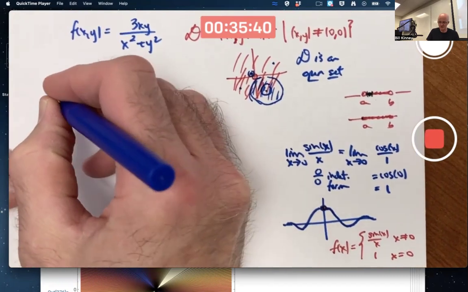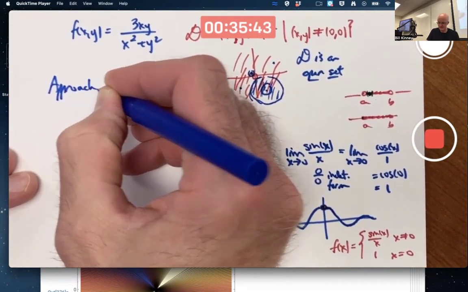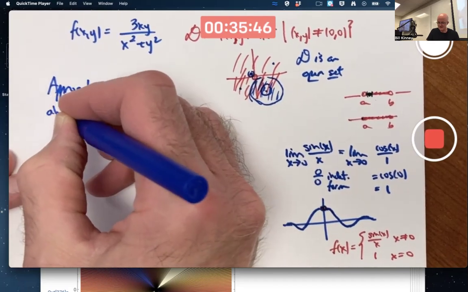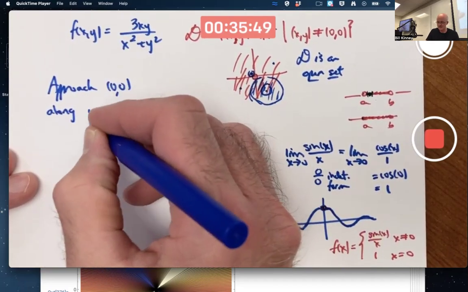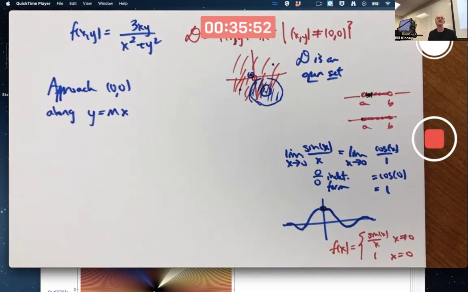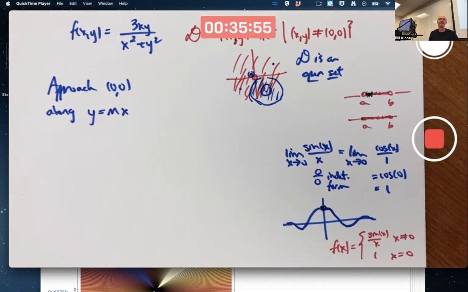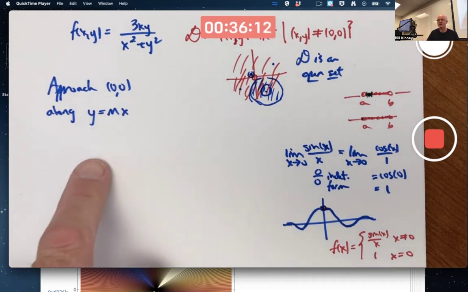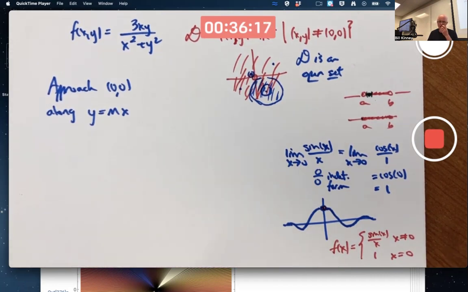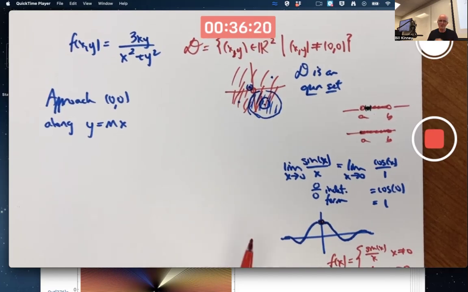Let's approach the origin along an arbitrary line, call it y equals mx, where m is an unspecified slope. Could be a positive slope, could be a negative slope, could be a 0 slope. I'm not going to take an infinite slope, though I could approach the origin along the y-axis, which would be a vertical line. You could maybe say with infinite slope, but I wouldn't want to use this equation if I did that. How do I think about this? How do I imagine approaching the origin along such a line?